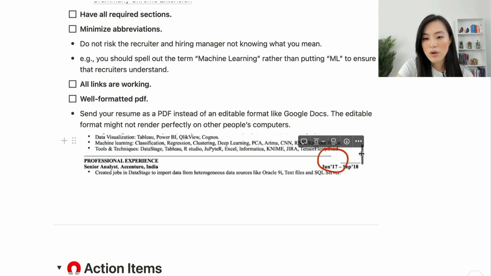Here's an example of a not well-formatted resume. You see a broken line in the resume. So make sure your resume is well-formatted and is in PDF format.